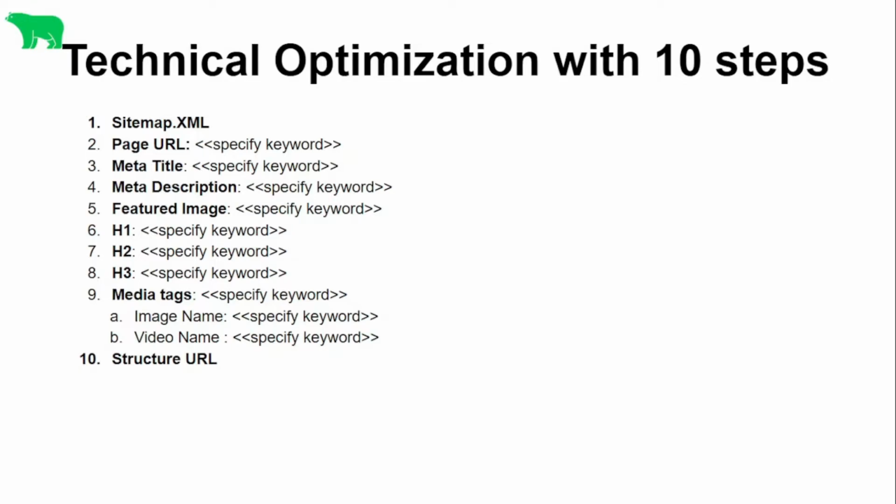Now, we will talk about all of this in detail in a working example, but let us go through it right now. Featured image, again the name of the featured image needs to have a keyword. Then h1, h2, h3, all the header tags. You can try to use, not necessarily you have to use, the chosen keyword for which you are writing the content. Media tags, if you are using images and videos, then try to name them with the keywords for which you are writing the content.